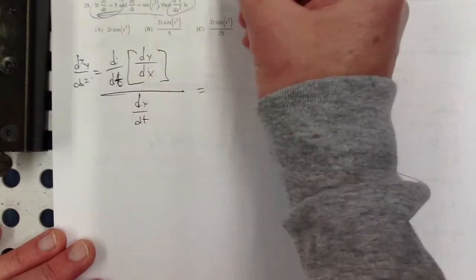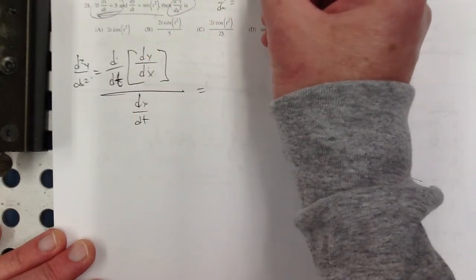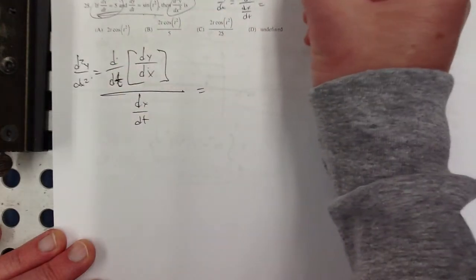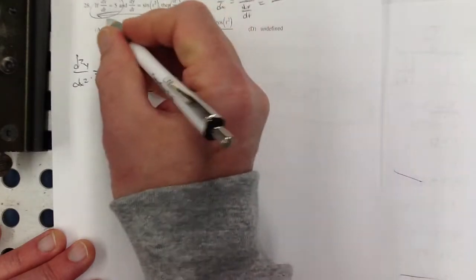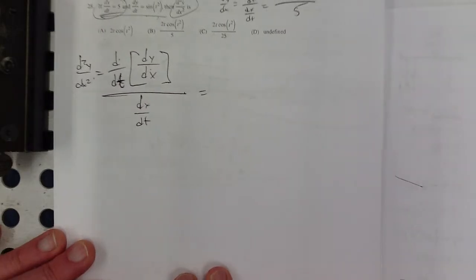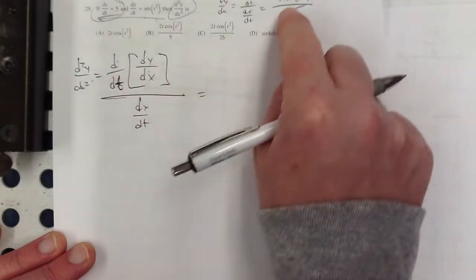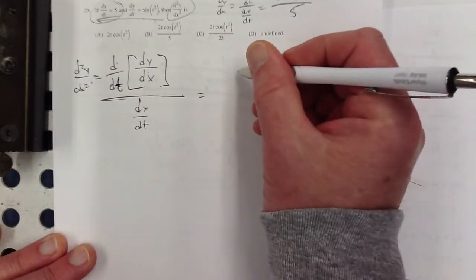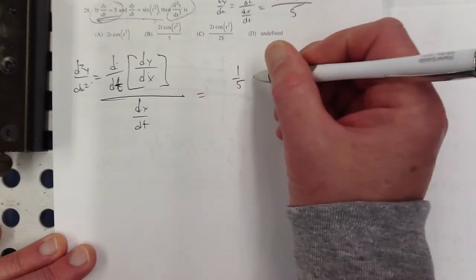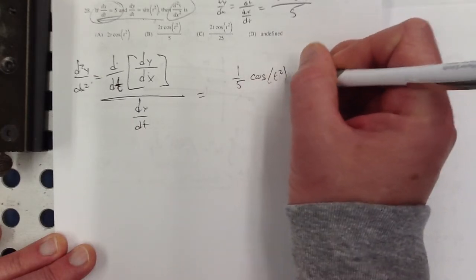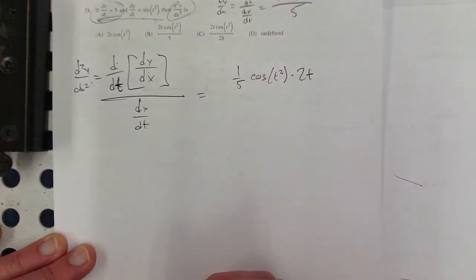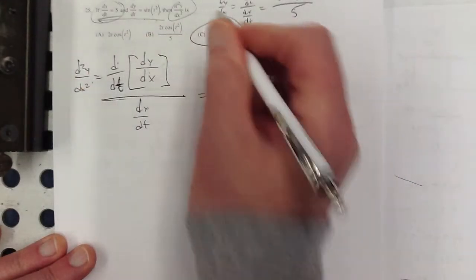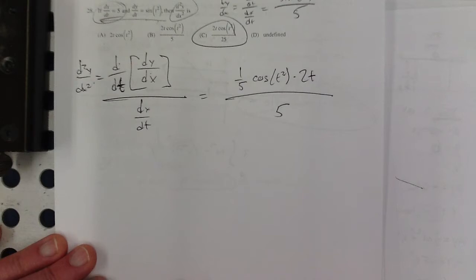You find dy dx, and dy dx is just equal to dy dt over dx dt. So dy dt is sine of t squared, and dx dt is 5. So you take the derivative of this, right? That's dy dx. Take the derivative of that. So that's going to be 1/5 times the cosine of t squared times the derivative of what's inside, and then you divide by dx dt. So it looks like that is our correct answer.